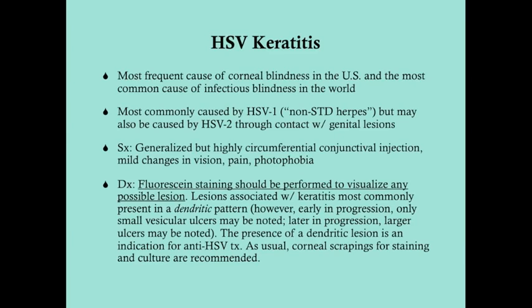However, very early on, you may just note small vesicular ulcers, and very late, you may note larger ulcers that look more like what you would see in bacterial keratitis. But the most common way for this to present is in that dendritic stage. The presence of a dendritic lesion is an indication for treating for herpes simplex. However, you should always get corneal scrapings for staining and culture.